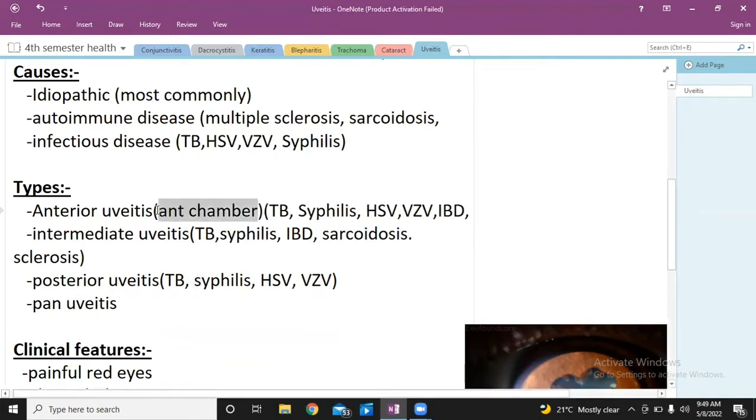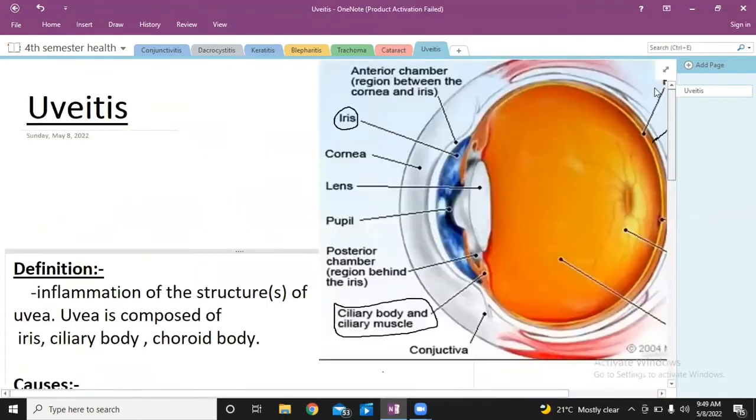Now, what is the anterior chamber? The anterior chamber is the chamber which is formed by the posterior layer of the cornea and the anterior boundary of the iris. The portion in between is known as the anterior chamber. This is the anterior chamber, the region between cornea and iris. Whenever the inflammation is in this part, it is anterior uveitis.